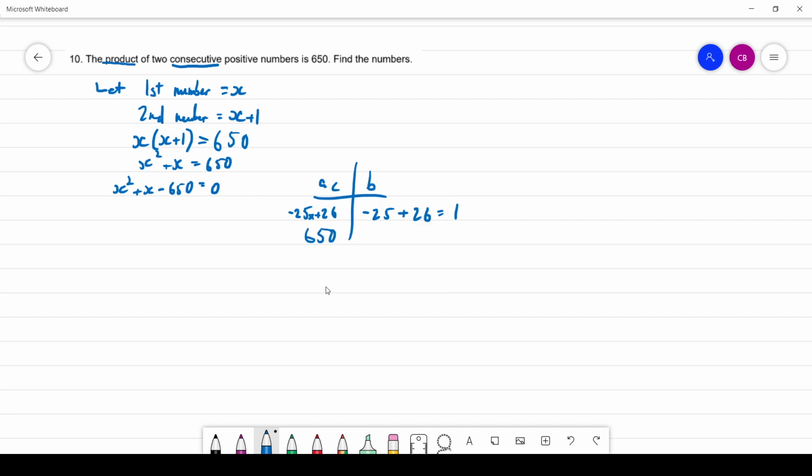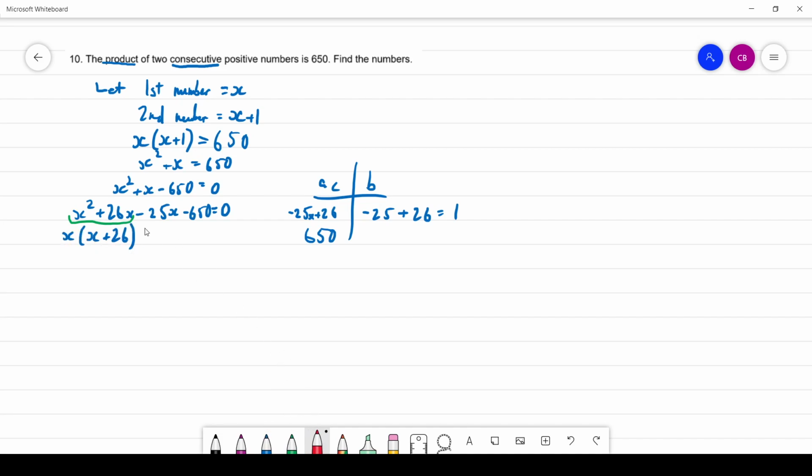So the ACB method can work nicely, but if you're not that confident, maybe just go straight for the quadratic formula. But now that we have our values, we can split this up. We can write it as x squared plus 26x minus 25x minus 650 equals 0. We can factorize the first two terms. There's just an x in common. So x, open bracket, x plus 26.